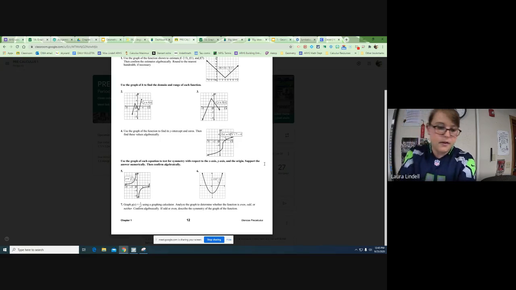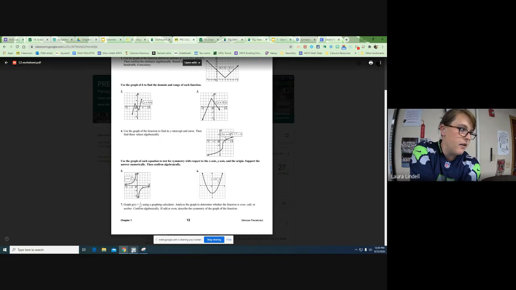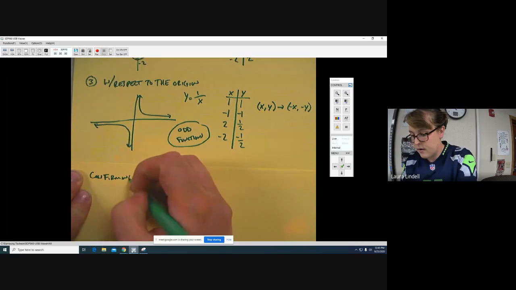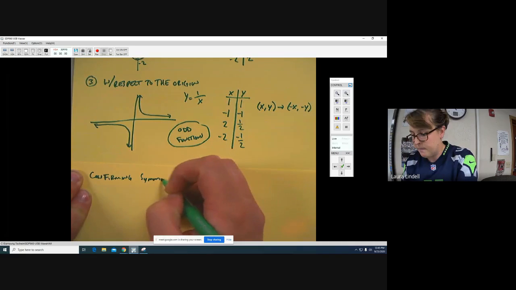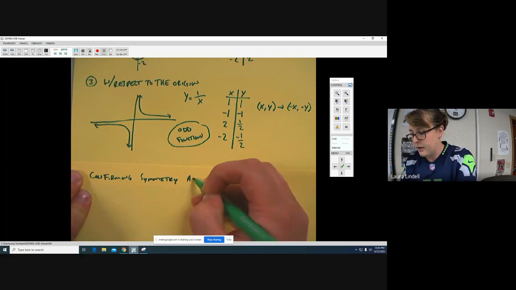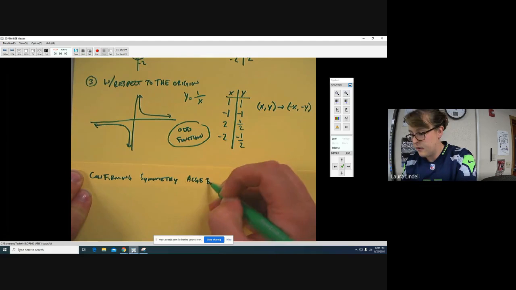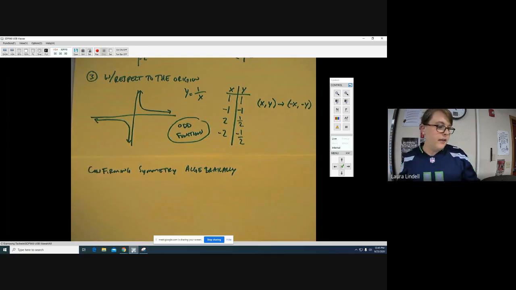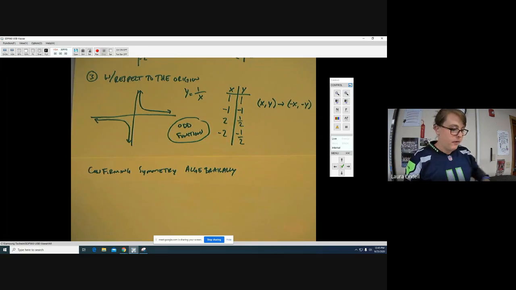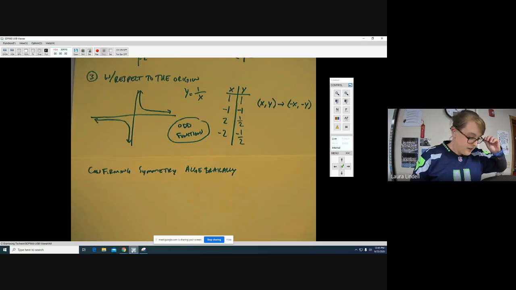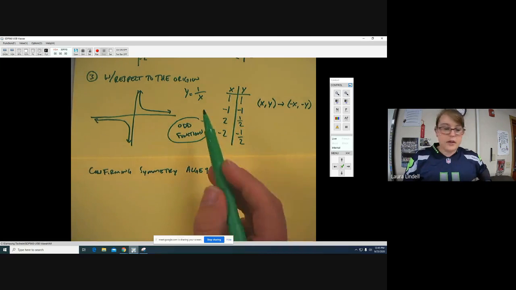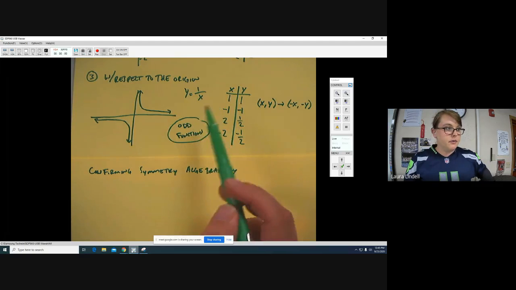Confirming symmetry algebraically. I think I spelled that right. Algebraically. Well, hopefully that's the correct spelling of things. All right. So let's say I wanted to confirm with respect to the origin. We'll just use this one, for example.